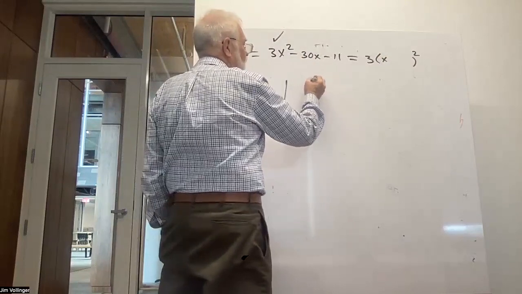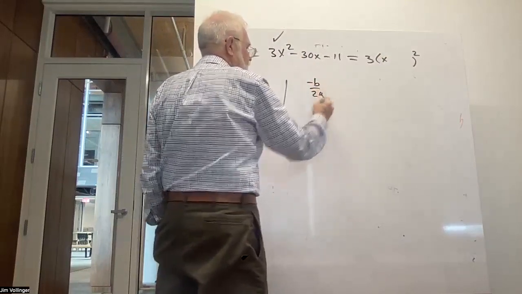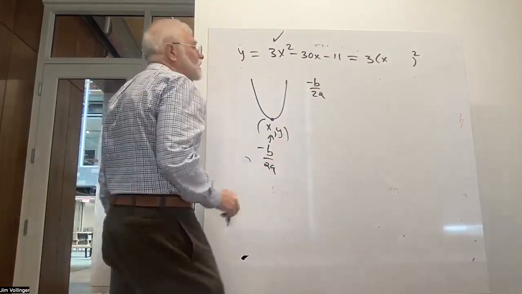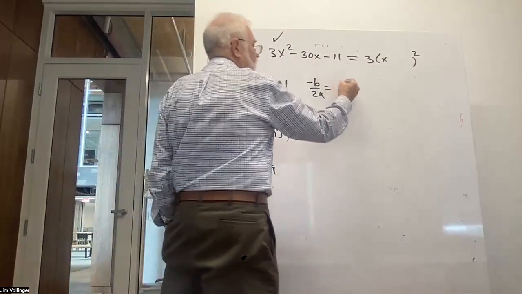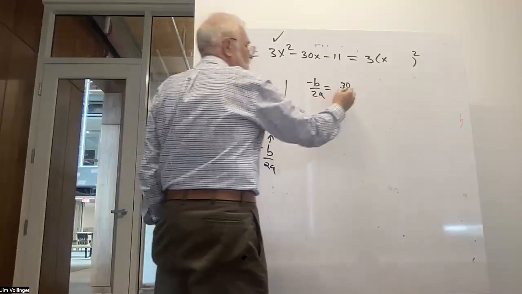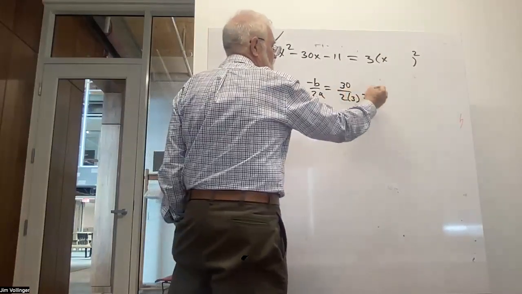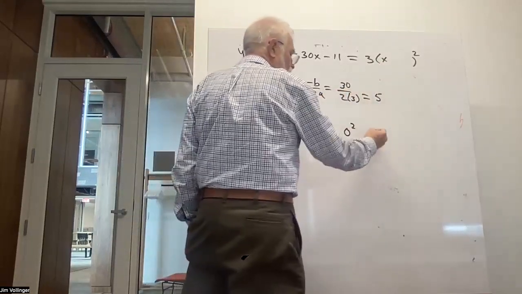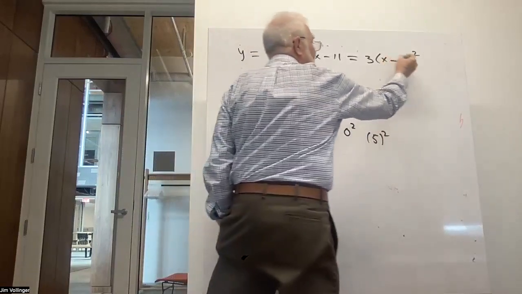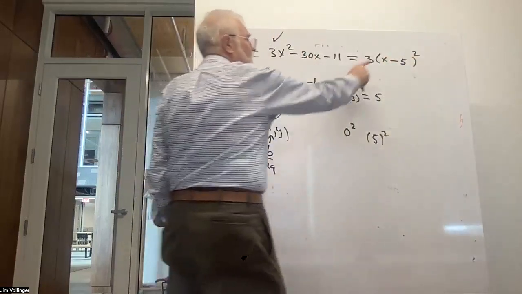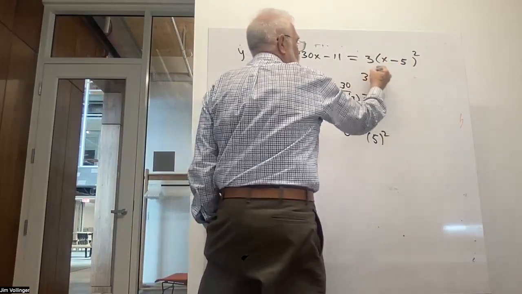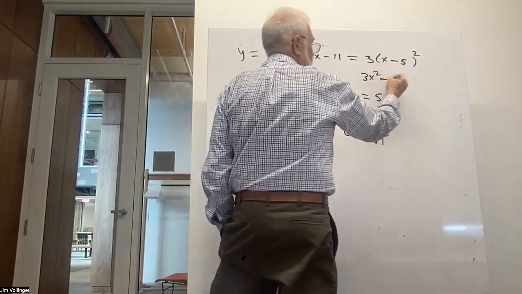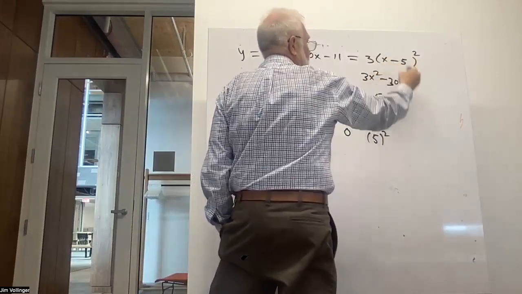So minus b over 2a. Minus b over 2a is how we find the x. So in this case, that's positive 30 over 2 times 3, which is 6, which is 5. I want to make 0 squared. I don't want 5 squared, so I say minus 5. If I do this out right now, I get 3x squared, double that, minus 10 times 3, minus 30x, and I get 75.